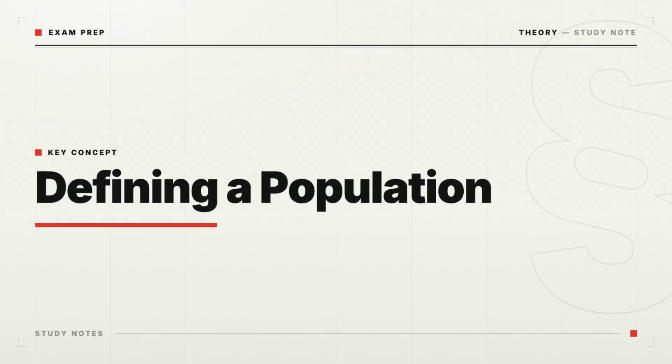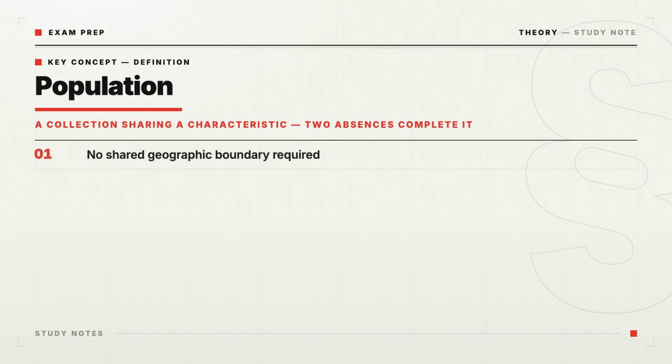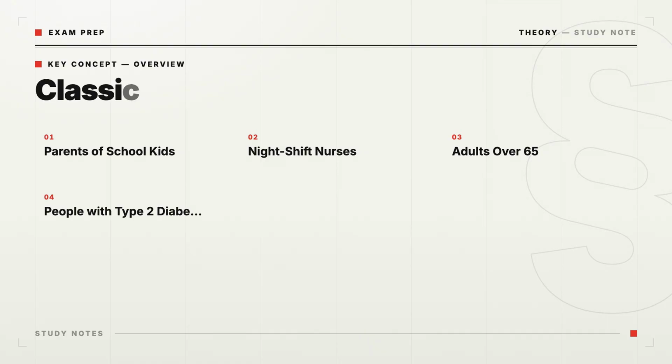Night shift nurses across 11 hospitals in 3 states have never met and never shared a city and never assembled in one room. Yet they are a legitimate target for public health work because they share something that matters, a schedule that carries real health consequences. A population is a collection of individuals sharing one or more characteristics. 2 absences complete the definition. Members don't need a shared geographic boundary, and they don't need to interact with one another. A shared trait alone is enough to belong.